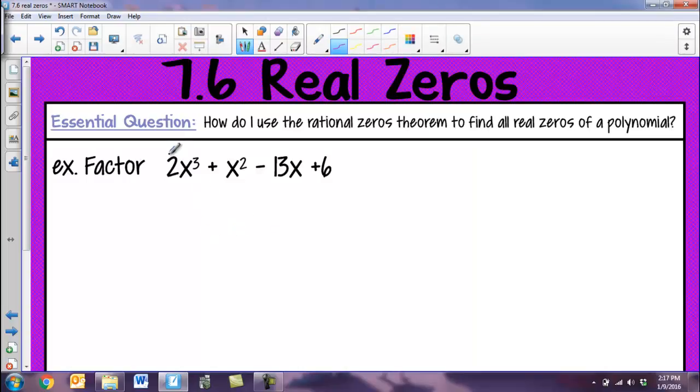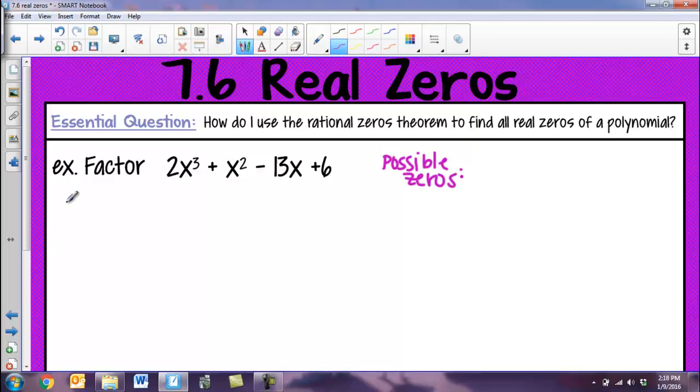If I do this by grouping, I could take out an x squared, but then I wouldn't have matching terms here. So really what this theorem is going to do for us is help us figure out how to factor what was formerly unfactorable. Okay, so what I'm going to do here is list out all of the possible zeros, which would also be factors, using the rational zeros theorem. So we're going to find those possible zeros.